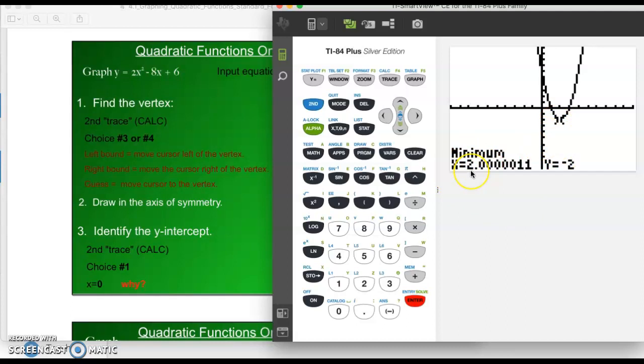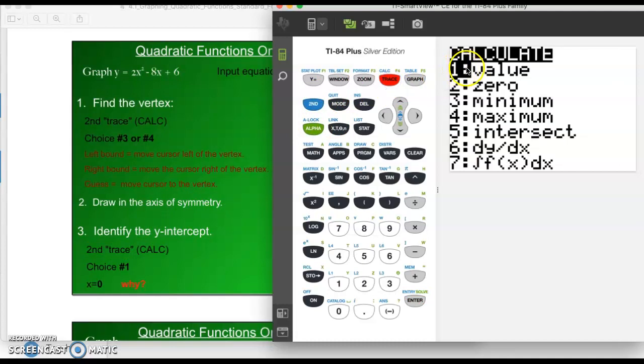All right, that is the axis of symmetry. Now to identify the y-intercept, first off, if I just hit second trace, calc again, second trace, now I'm going to choose number 1, which is a value. I want to find a y value.